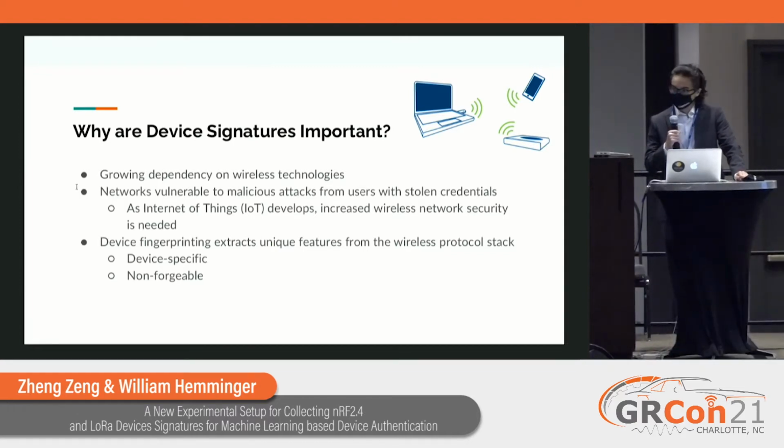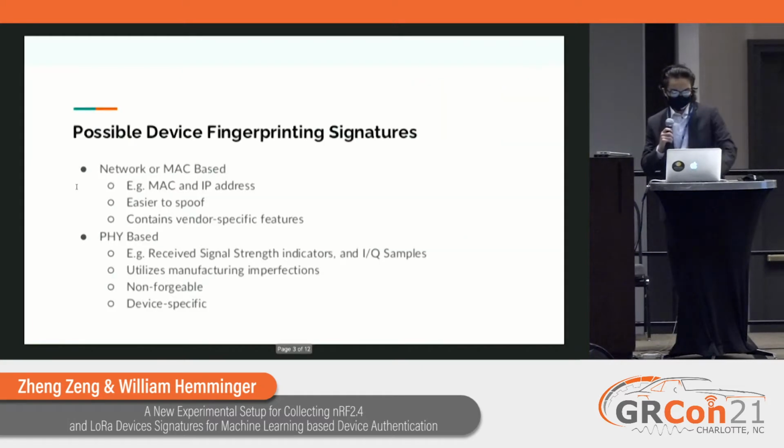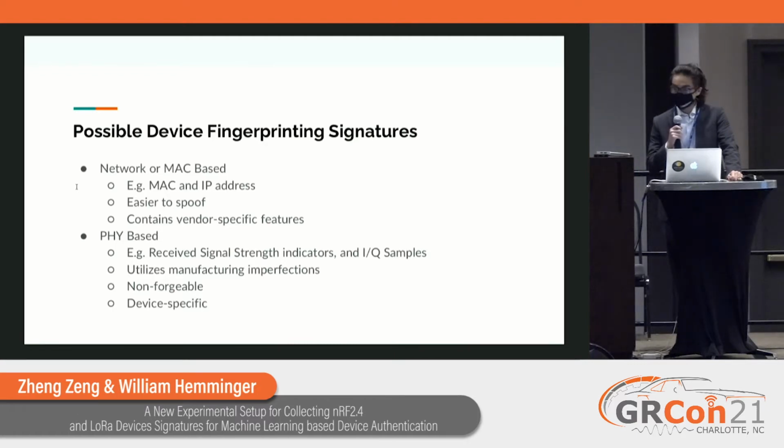And of course, device fingerprinting will need unique features for different devices, which we can find across the wireless protocol stack. But ideally, what we want are features that are device specific and non-forgeable. So what kind of features can we find? For example, we know there are MAC and IP addresses in the MAC and network layers. They are used to track the device in the network, and they are easy to spoof and manipulate with the help of software. So this is not something we want.